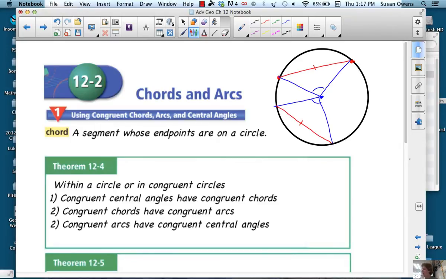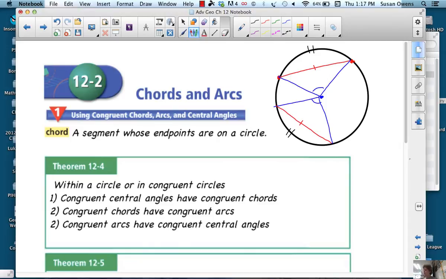So we can go out further, and if you take a look at the chord that I created, it also intercepts an arc. So this arc up here would be the same as the arc that's intercepted by the other chord, since they're congruent. So congruent chords also have congruent arcs. And then congruent arcs have congruent central angles. So that kind of gets us back to number one again. So we can go congruent central angles have congruent chords, then congruent chords have congruent arcs, and then congruent arcs have congruent central angles. I let you say that in any order.